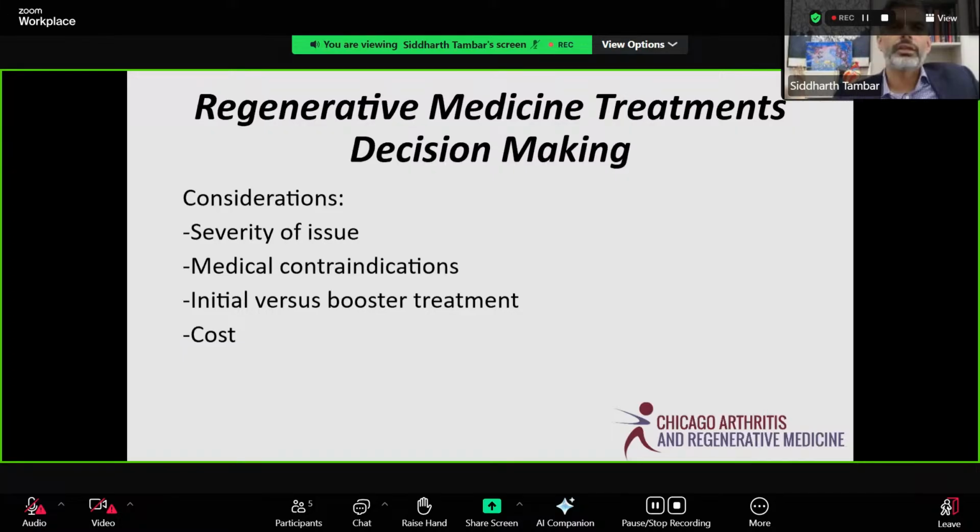Booster treatments are generally not quite as aggressive as the initial treatment. They're meant to keep that initial treatment going. And then, of course, cost. Most of these treatments are out of pocket, and of course, cost can be a consideration as well.